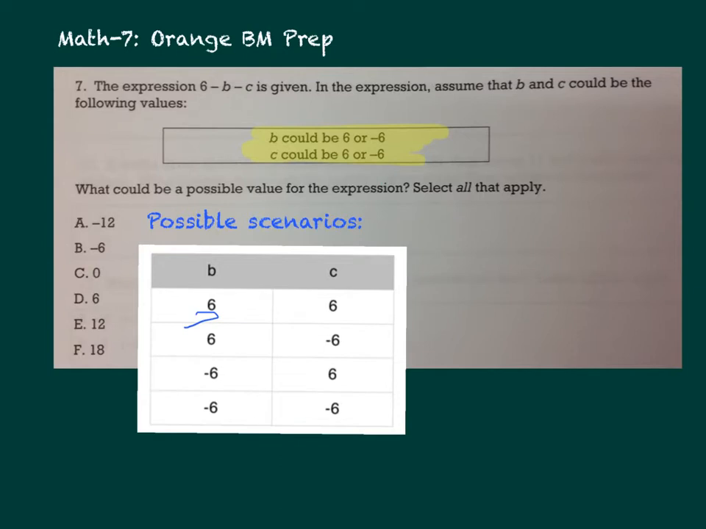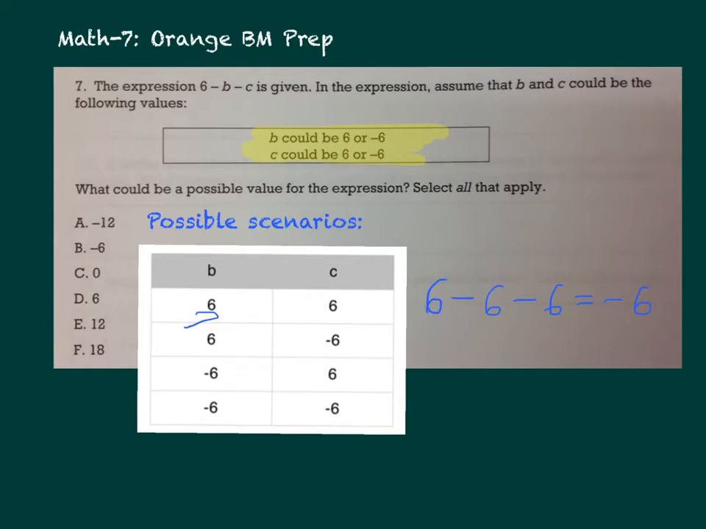Okay, so if b is positive 6, then your expression becomes 6 minus 6, and then c is also positive 6. So 6 minus 6 minus 6. 6 minus 6 gives you 0. 0 minus 6, so this is negative 6.